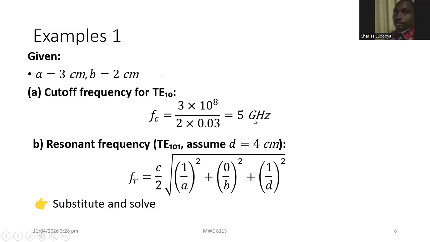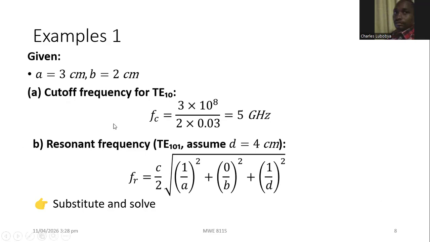So this 5 gigahertz is the minimum frequency needed before you can propagate a signal. So it means that the signal you have to propagate in this waveguide must be above 5 gigahertz. Then secondly, in part B, we're supposed to calculate the resonant frequency, given that D is 4 centimeter, and that now the mode is TE101, which means your M is 1, your N is 0, and your P is 1.